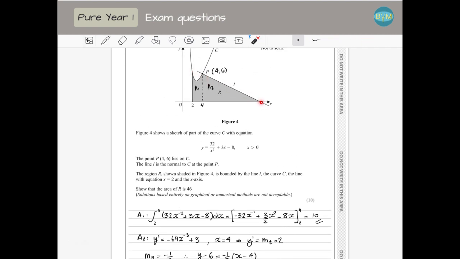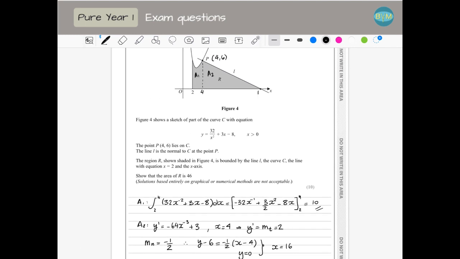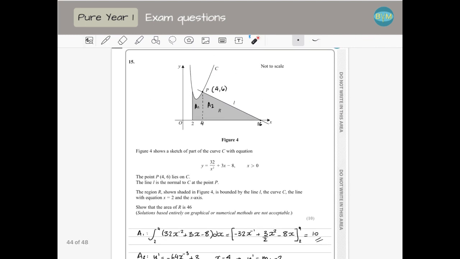The point where that intercepts the x-axis is when y is 0. So the only thing I have to do is to make y 0. When I make y 0, I have x is 16. So this point here is 16. And now I know my triangle, because 16 minus 4 is 12. So the base is 12 and the height is 6.